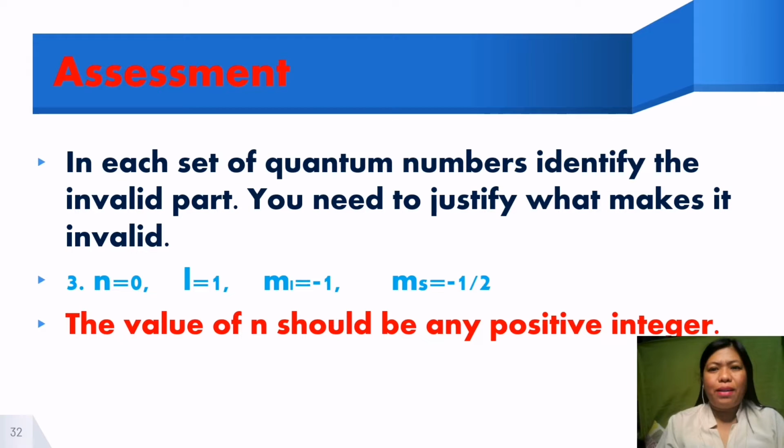In each set of quantum numbers, identify the invalid part, so you need to justify what makes it invalid. In our third set, n is equal to 0, L is equal to 1, M sub L is equal to negative 1, and M sub S is equal to negative 1/2. The value of n should be any positive integer. So in this set, okay, the invalid part is the value of n, because always remember that the value of n should be any positive integer.